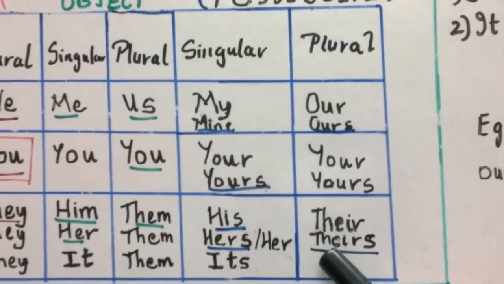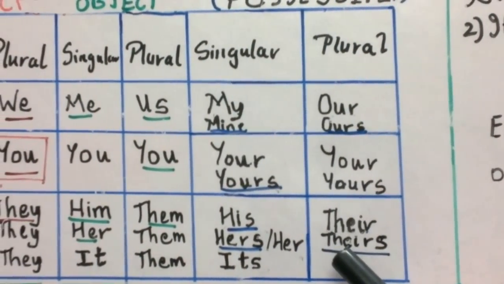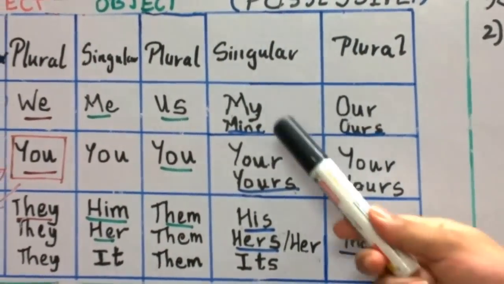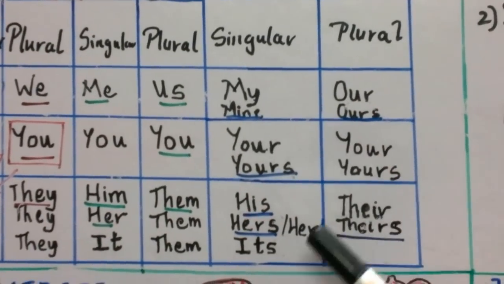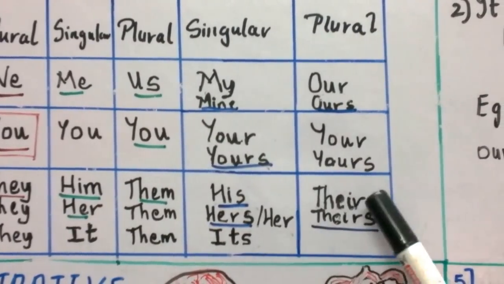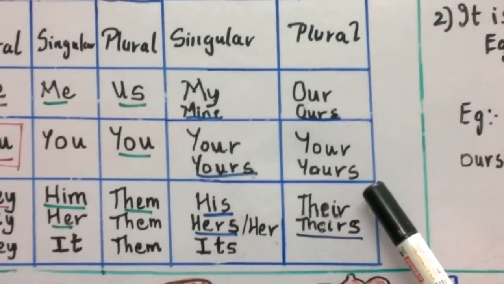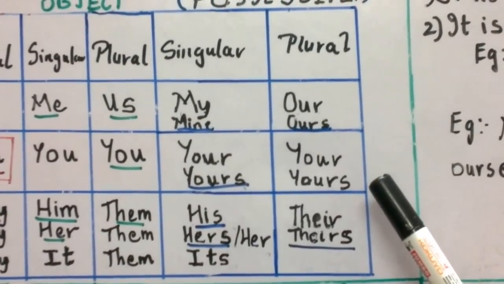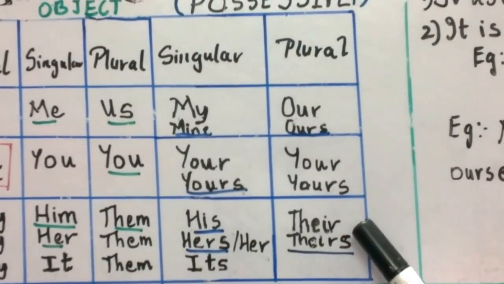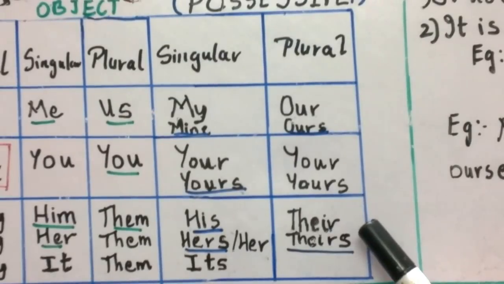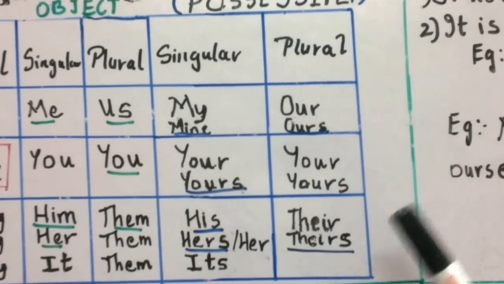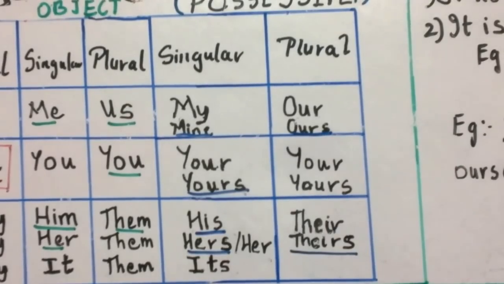Now you'll be wondering, what are possessive adjectives? Possessive adjectives are my, our, your, her, its and their. It always takes a noun, like this is my book. So this is the difference between a possessive adjective and a possessive pronoun.